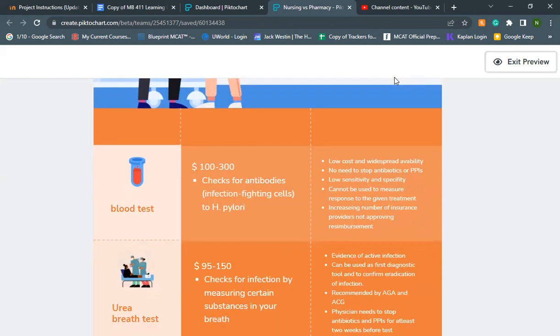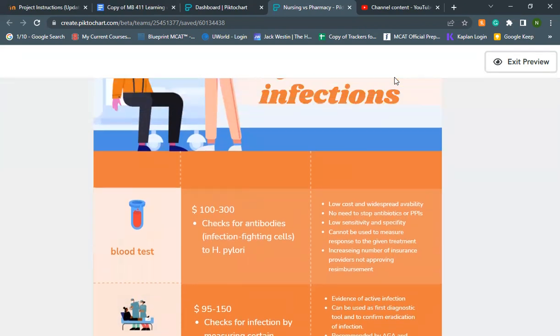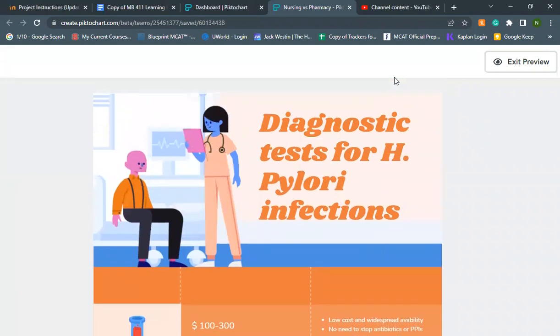H. pylori significantly affects our GI tract, accounting for 80% of peptic ulcer diseases, and the estimated lifetime risk for peptic ulcer disease in an H. pylori infected patient is about 15%. Gastric cancer is also the third leading cause of cancer-related death worldwide, and H. pylori infection is responsible for 75% of all non-cardiac gastric cancer cases. So let's talk about the diagnostic tests available.